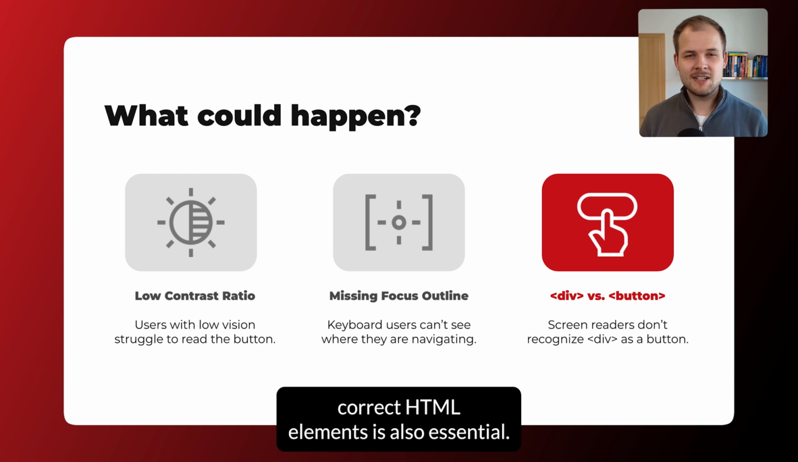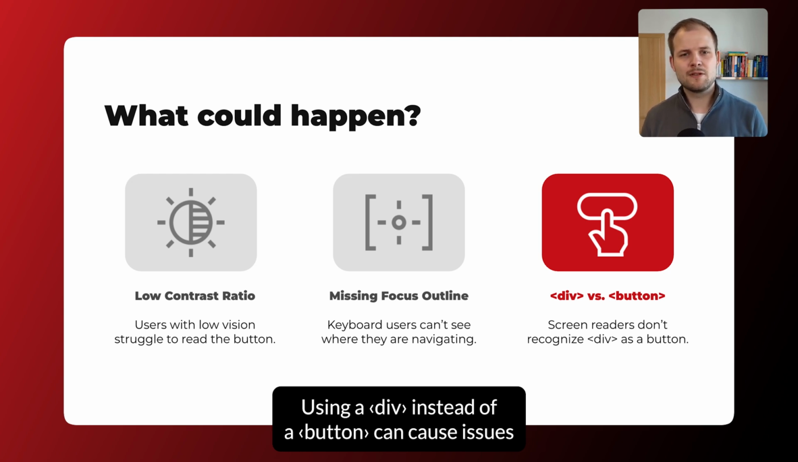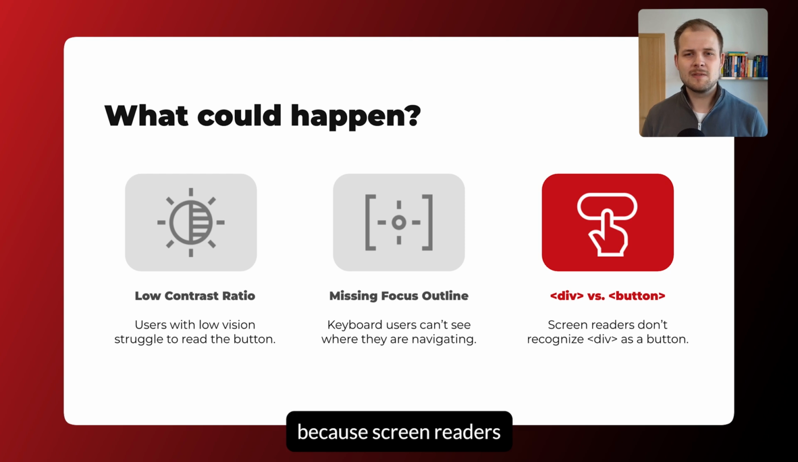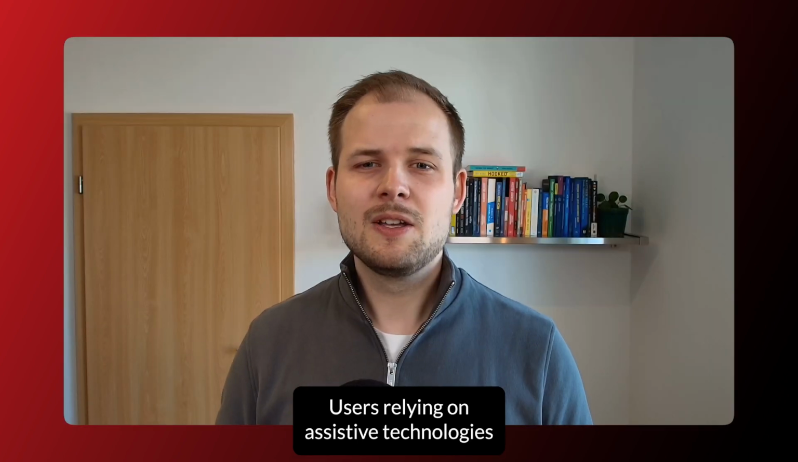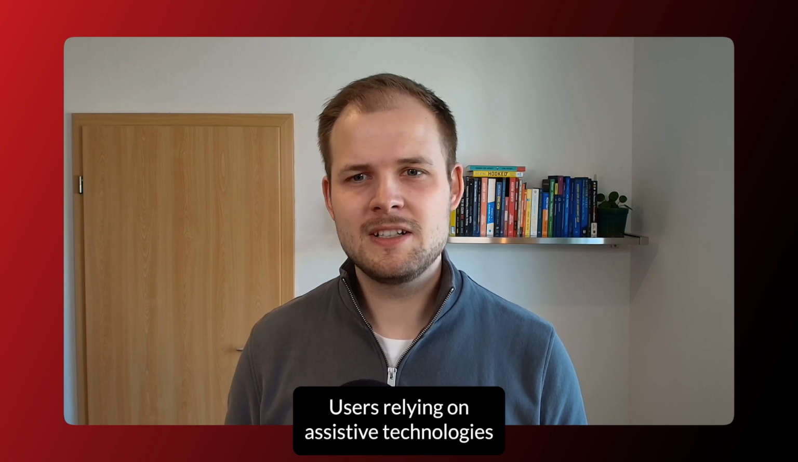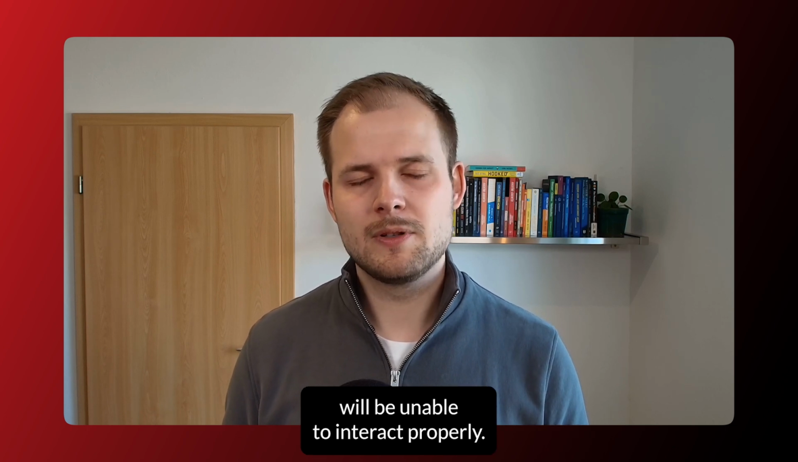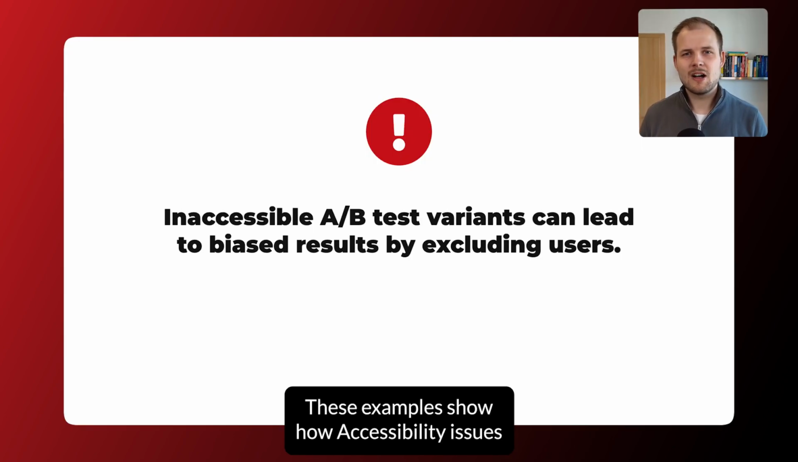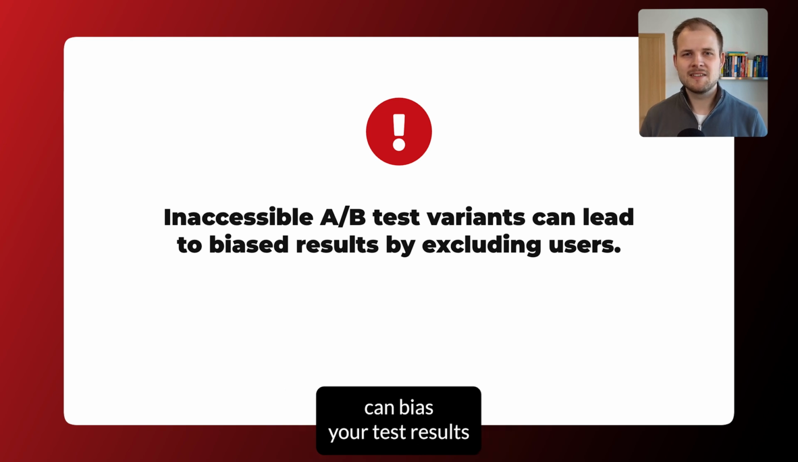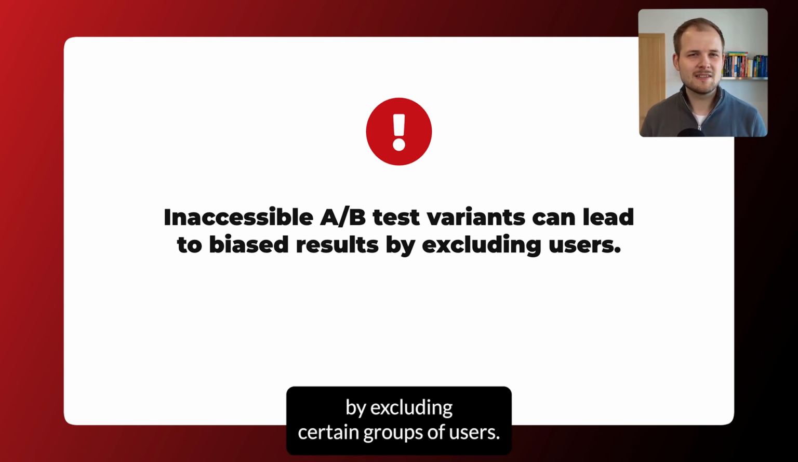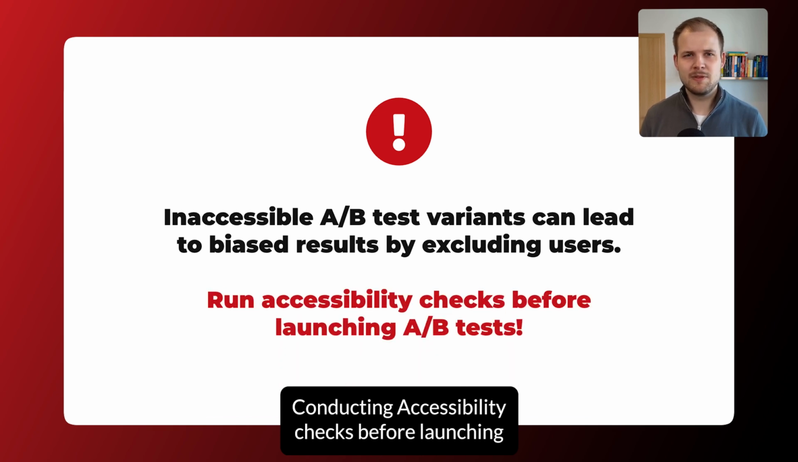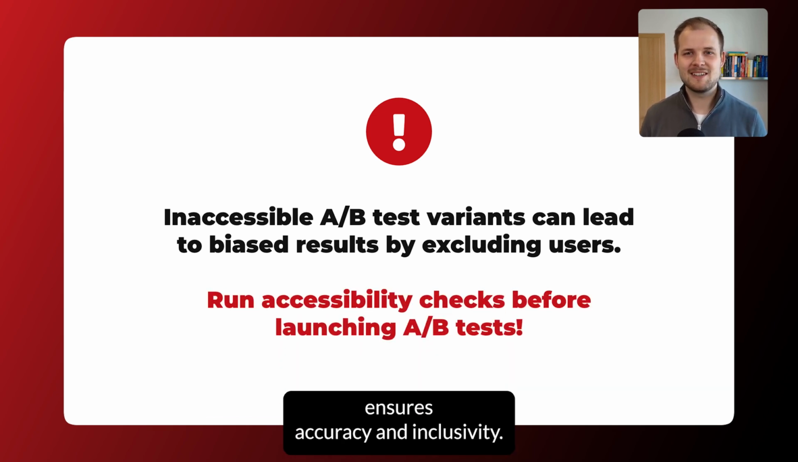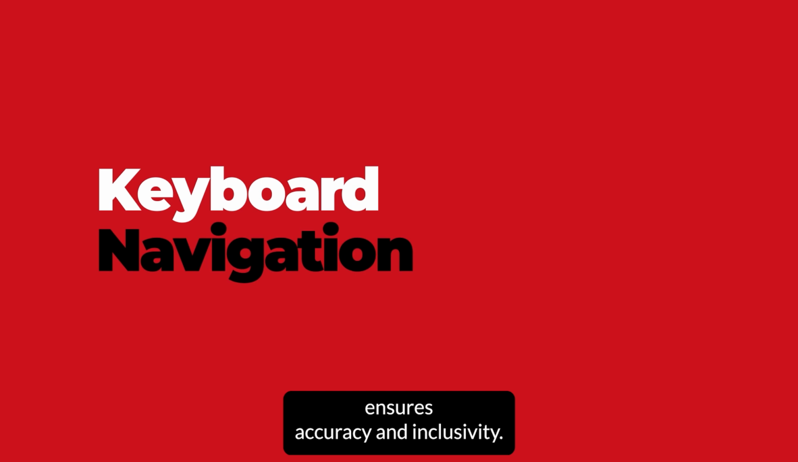Selecting the correct HTML elements is also essential. Using a div instead of a button can cause issues because screen readers won't recognize it as interactive. Users relying on assistive technologies will be unable to interact properly. These examples show how accessibility issues can bias your test results by excluding certain groups of users. Conducting accessibility checks before launching your experiments ensures accuracy and inclusivity.